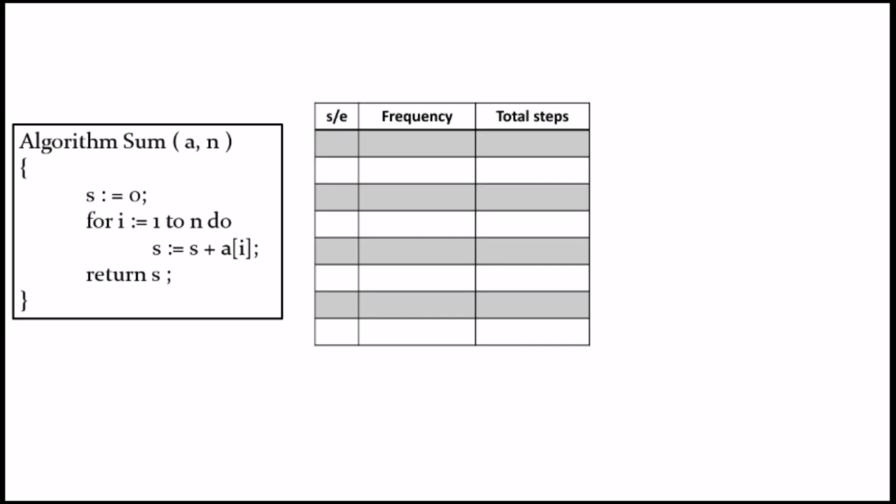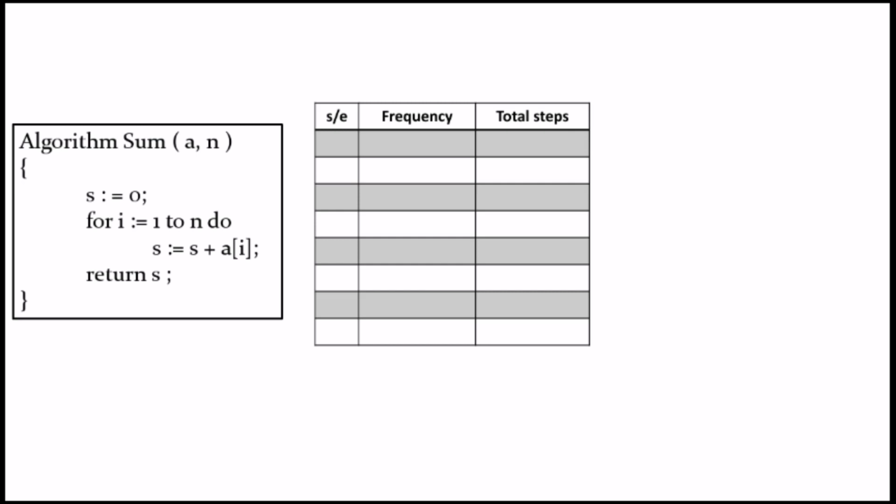So this is the algorithm, and this table is used to calculate step count. It is divided into three parts. First is S/E, which is used to determine the number of steps per execution of the statement. That means here we will calculate the number of steps present in each line. The second part is frequency. Here we will consider how frequently a particular step is repeated.